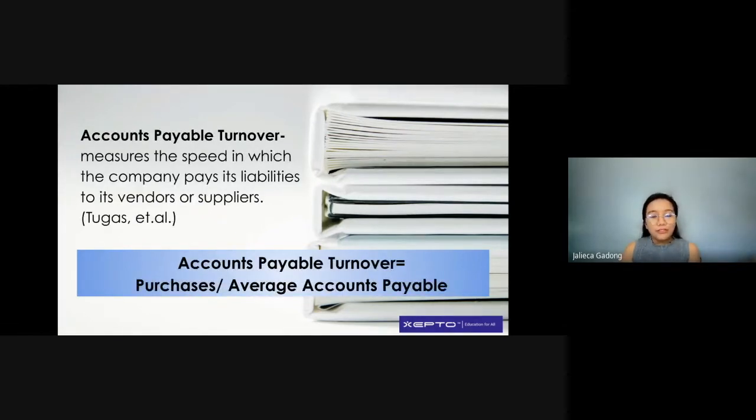Accounts payable turnover would tell us how fast the company is in paying its short-term obligations to its vendors or suppliers. So we're going to make use of the formula accounts payable turnover is equivalent to purchases divided by the average accounts payable.